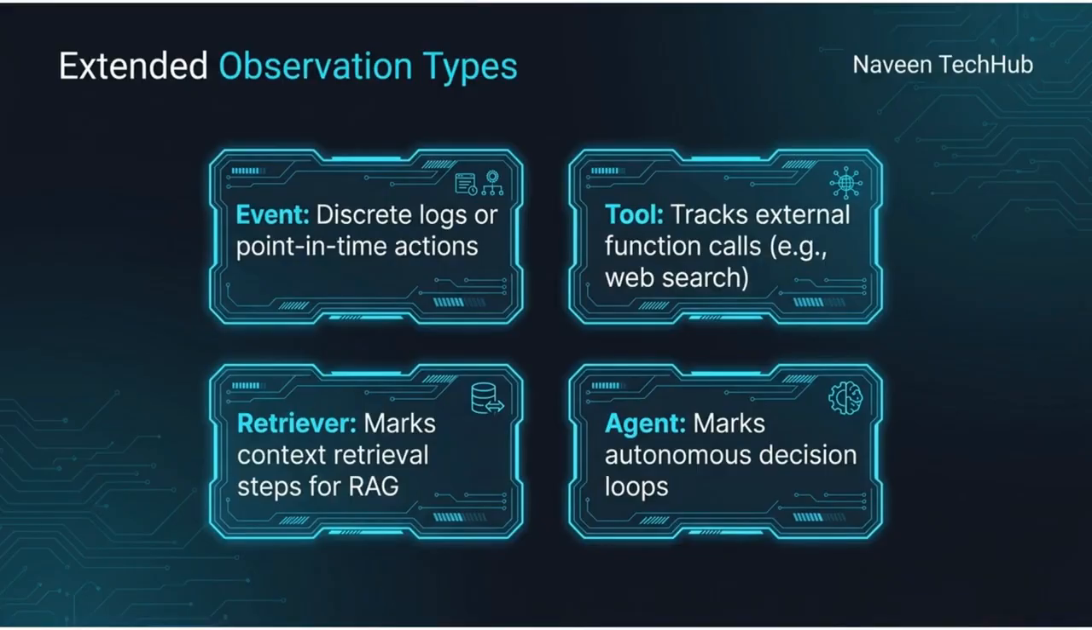An event represents a discrete point-in-time action or log. A tool observation can represent an external function call, such as a web search. A retriever observation can mark the retrieval step inside a RAG pipeline. And an agent observation can represent autonomous decision-making or execution loops. These categories help us read an execution trace more naturally. Instead of seeing only generic log entries, we can immediately understand: this was retrieval, this was a tool call, this was the model invocation, and this was an agent step.